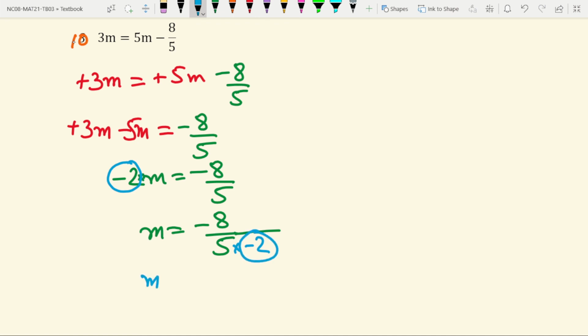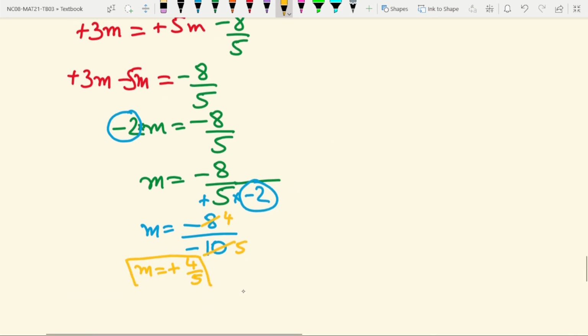So next we will solve it as m is equal to minus 8 divided by plus into minus. Plus multiplied by minus is minus. 5 twos are 10. And 8 and 10 are both present in 2's table: 2 fours are 8, 2 fives are 10. Minus divided by minus is plus. So the answer is m is equal to plus 4 by 5. This is our final answer.